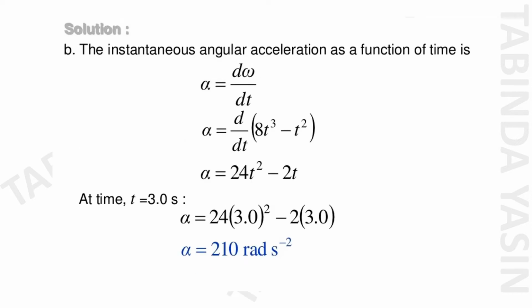The B part, the instantaneous angular acceleration as a function of time, is alpha equal to d omega by dt. By substituting the value of omega, we have alpha equal to d by dt of 8t cube minus t square. Alpha is equal to 24t square minus 2t, and for time 3 second we have alpha equal to 24 into 3 whole square minus 2 into 3, and that gives alpha equal to 210 radian per second square.